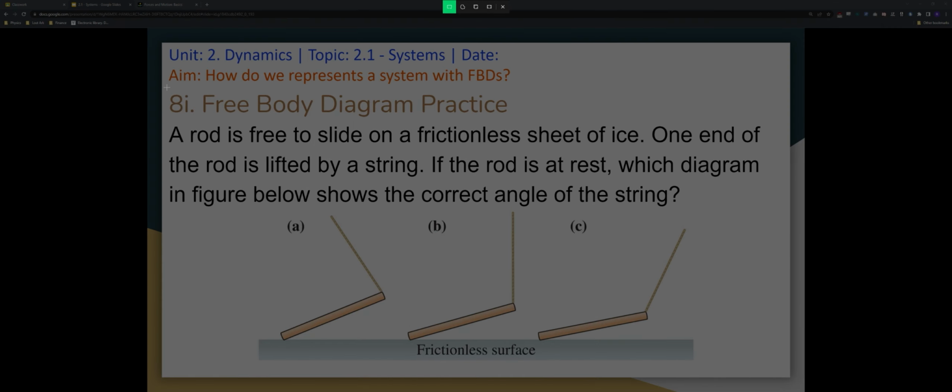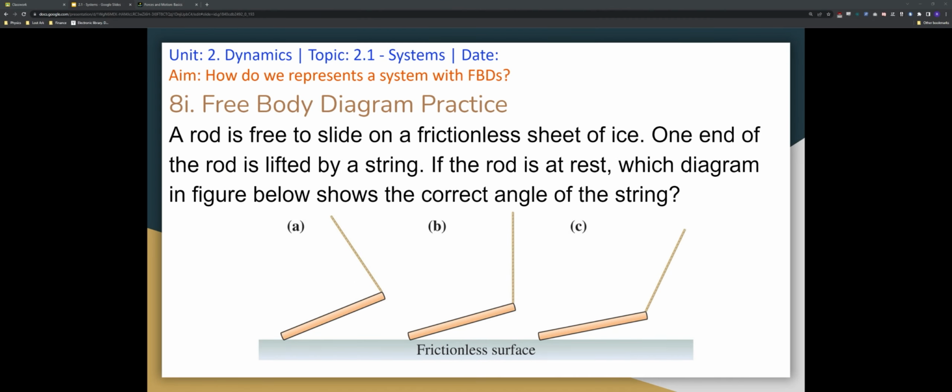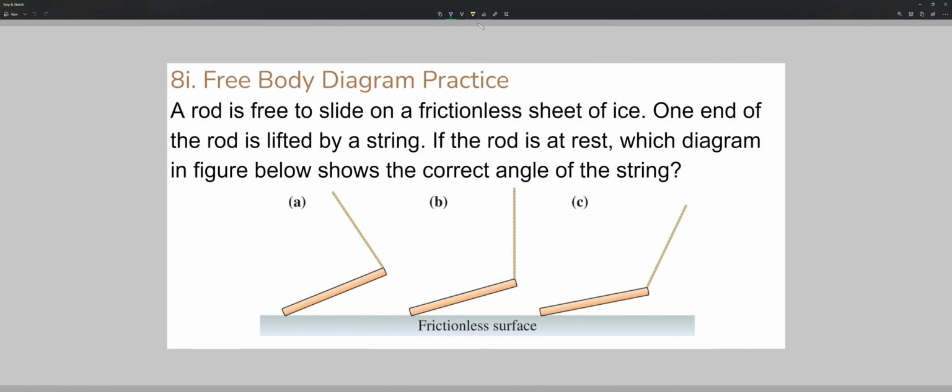All right, let's go to I. A rod is free to slide on a frictionless sheet of ice. One end of the rod is lifted by a string, and the rod is at rest. Which diagram in the figure below shows the correct angle of the string? If you think back to real life, if you hang a string or use a rope and have something hanging there, this object really won't move. If you pull a book at an angle and hold the book at an angle with the string, the book won't move.